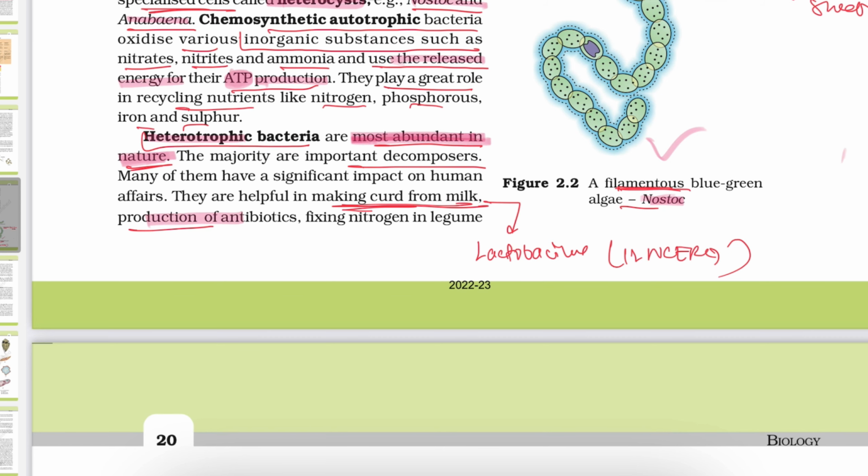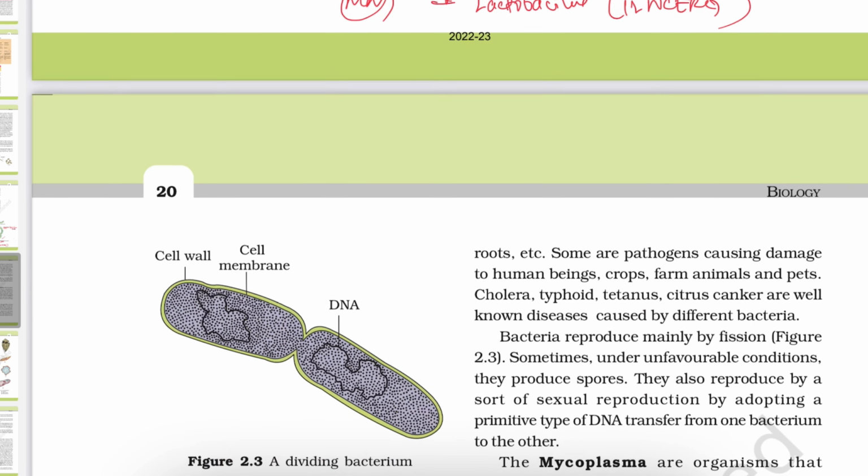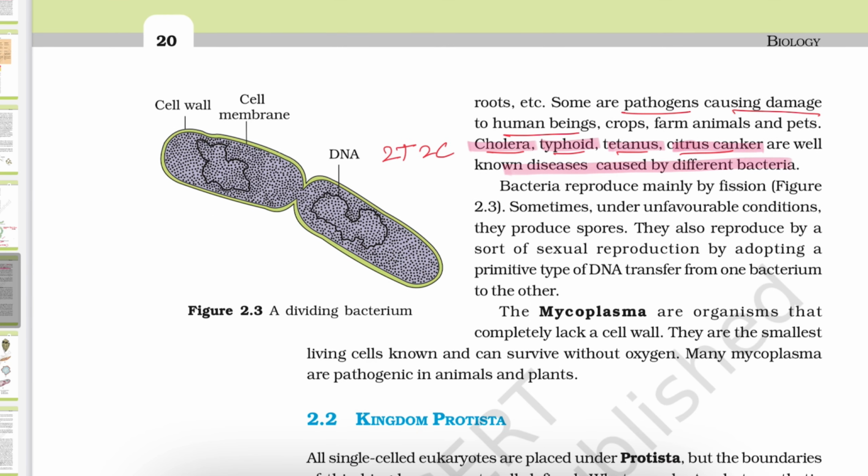They are also useful in the production of antibiotics and in fixing nitrogen in the legumes, which are leguminous plants. You will see nitrogen fixation in legumes in detail in your mineral nutrition chapter. Now, some heterotrophic bacteria are pathogens that cause damage to human beings, such as the bacterial diseases cholera, typhoid, tetanus, and citrus canker. These are well-known diseases caused by bacteria. The mnemonic is 2T 2C: 2T for typhoid, tetanus, and 2C for cholera and citrus canker.